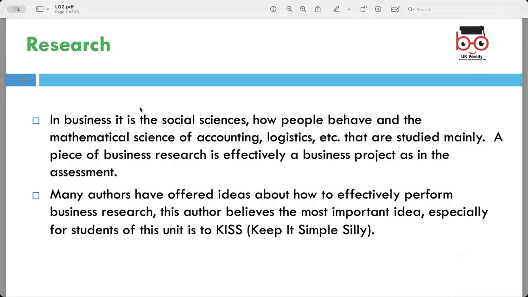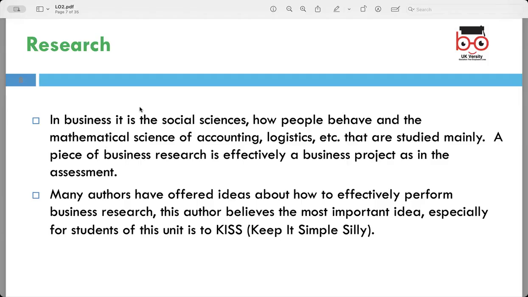Research in business mostly falls under the social sciences, things like how people behave, make decisions, and work within organizations. It also involves quantitative areas such as accounting, logistics, and finance. When you write a business research report like the one in this unit, you are basically doing a business project.